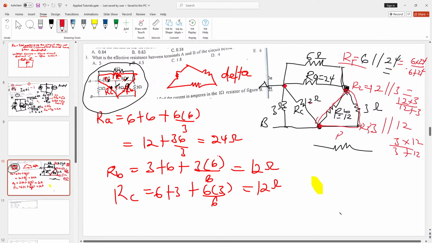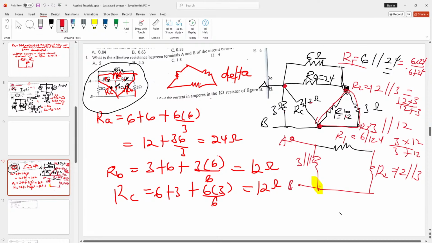So you're going to have R1 here to be the P combination of 6 and 24. R2 was the P combination of this 12 here and this 3 here. And another one is going to be here, that is the P combination of 3 and 12. Okay, you can join it. Terminal A is here, B is also here.